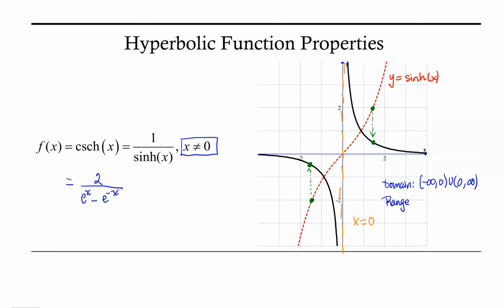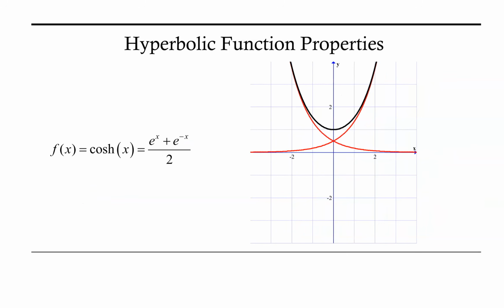The range of the function, cosech, is negative infinity to 0, union 0 to infinity as well. And one last attribute of the cosech function is that as x tends to positive infinity and as x tends to negative infinity, we do have a horizontal asymptote of y equals 0. Now let's take a look at the cosh function.